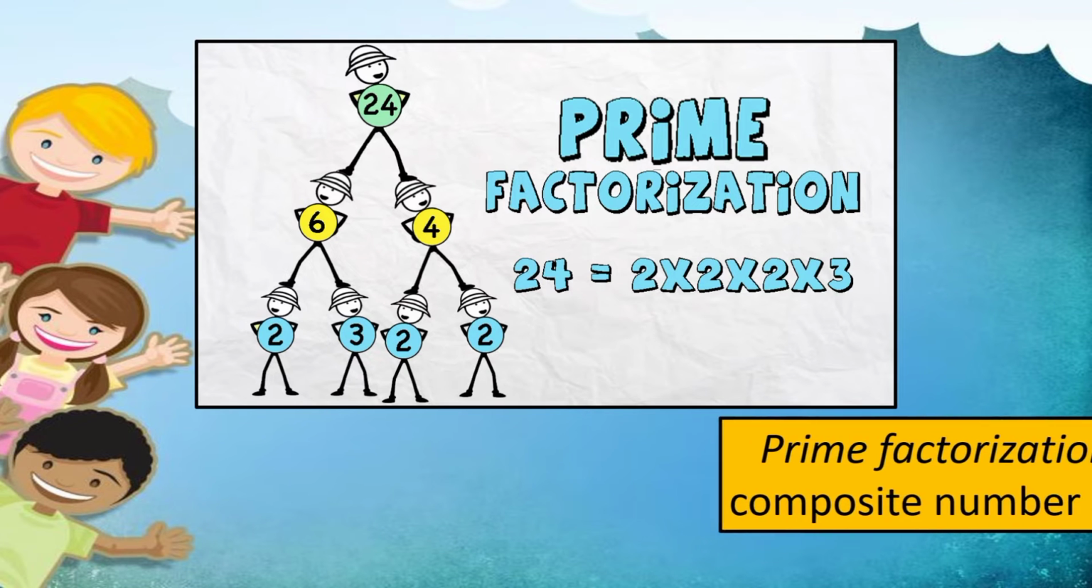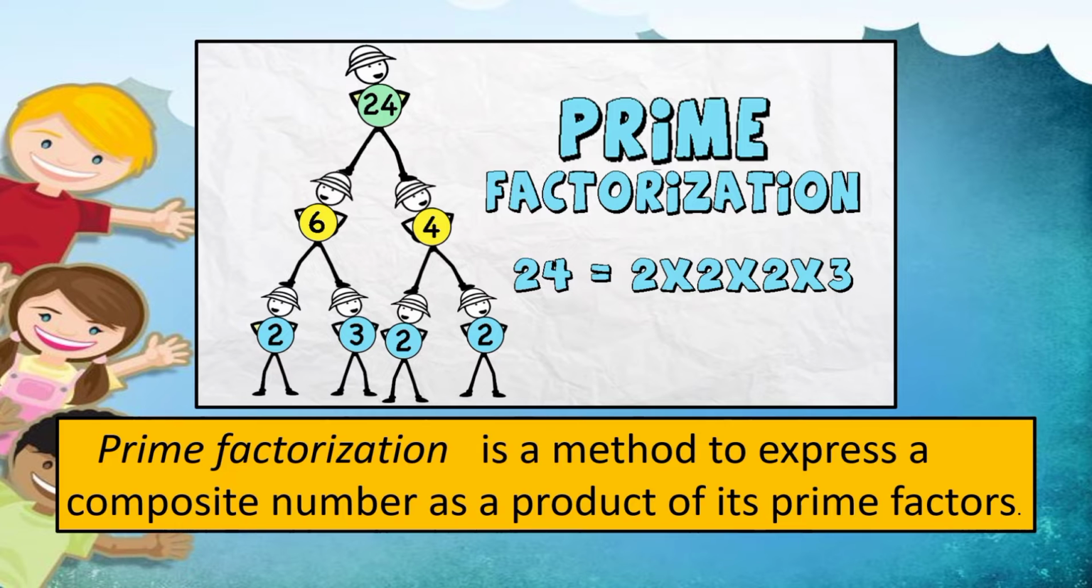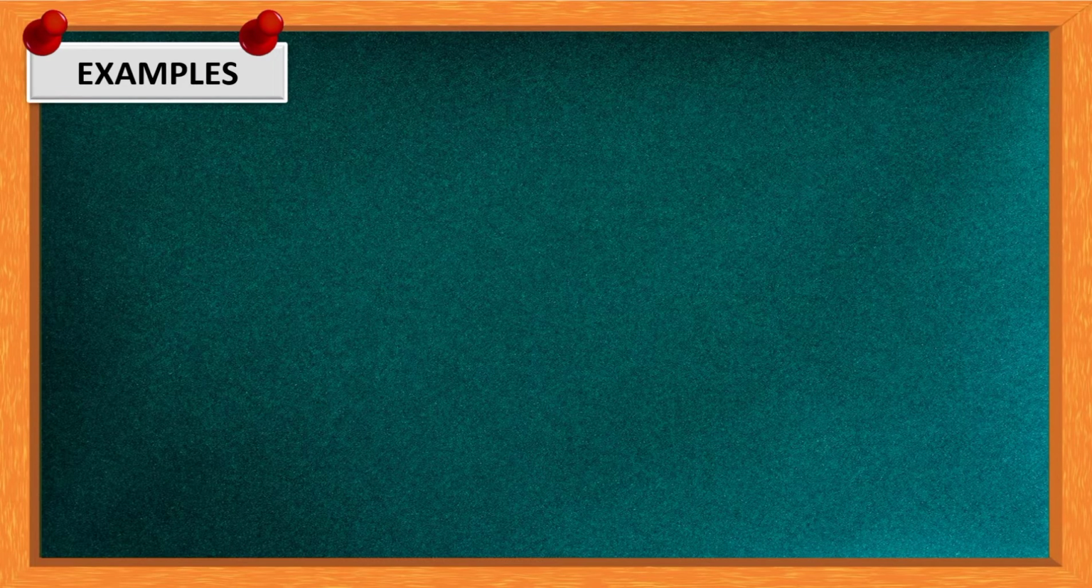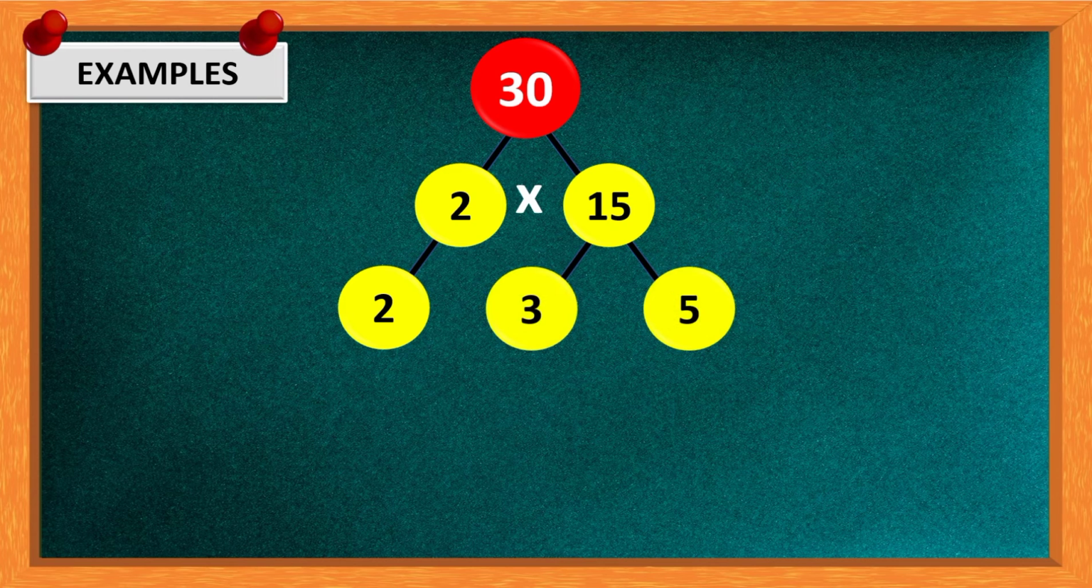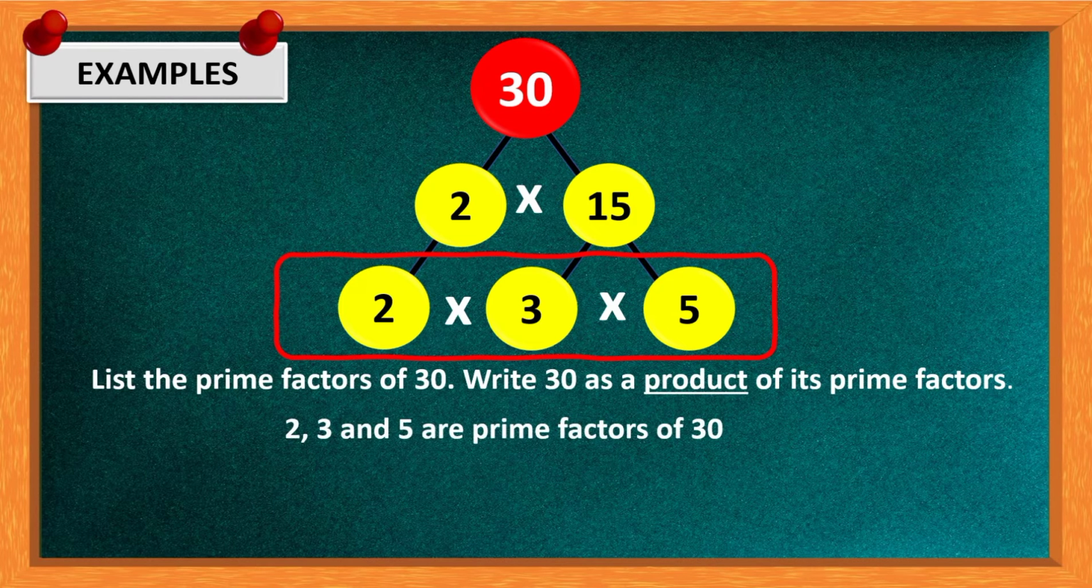Prime factorization is a method to express a composite number as a product of its prime factors. Let's find the product of prime factors of 30. Let's start with the smallest prime number, which is 2. 30 can be factored by 2 and 15. 2 is already a prime number, so bring down 2. Let's factor 15 by 3 and 5. As you notice, 2, 3, and 5 are all prime numbers now. Thus, 2 times 3 times 5 is the prime factorization of 30.